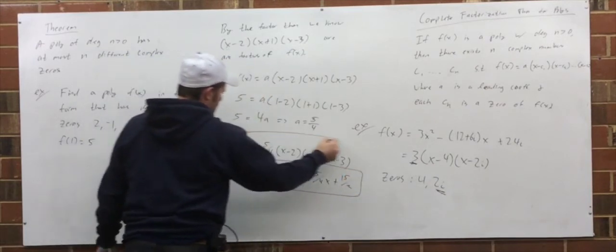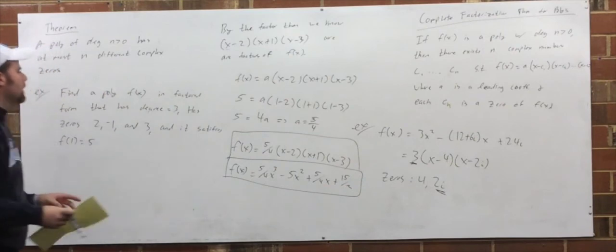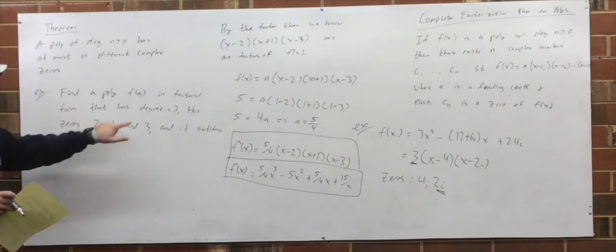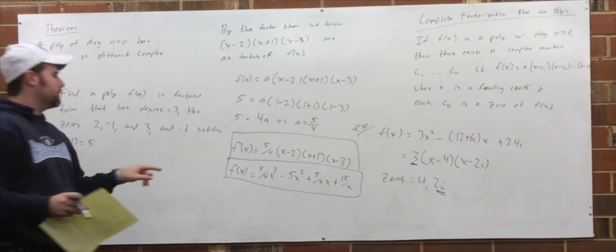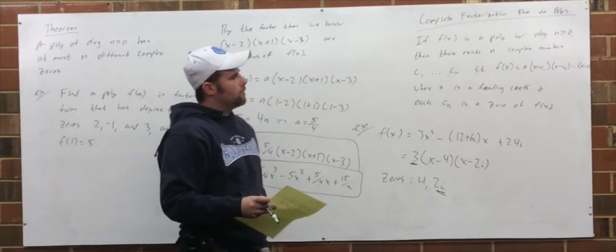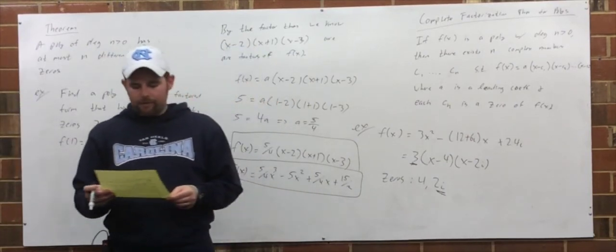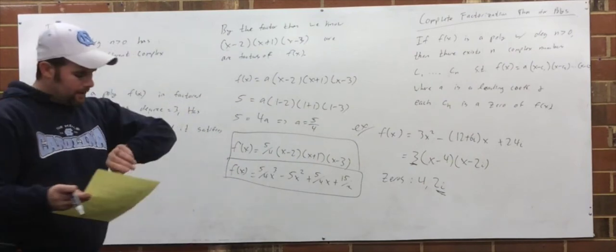These two things are saying the same thing. So given this information, the zeros, the degree, and one piece of information as far as an x-intercept, we can come out to what the polynomial actually is. Alright, not too bad there.